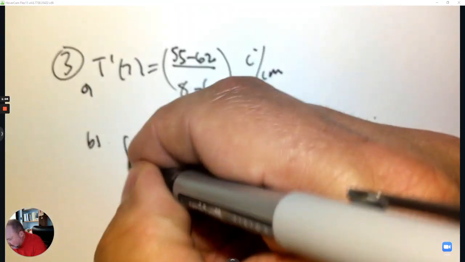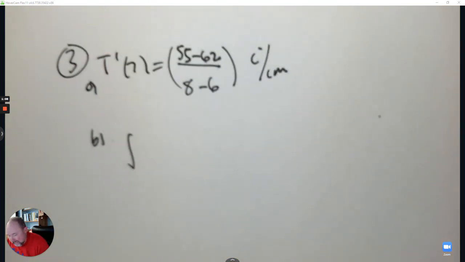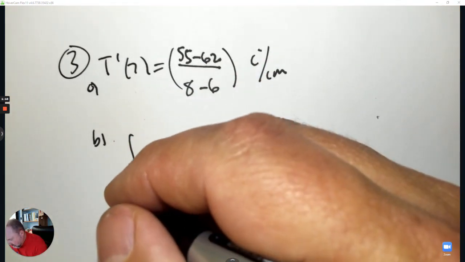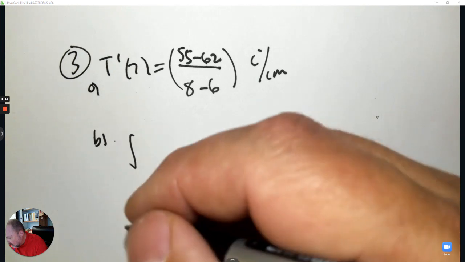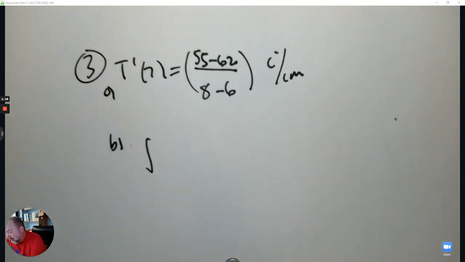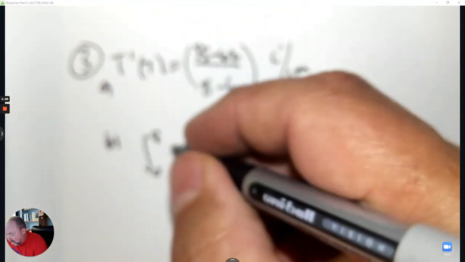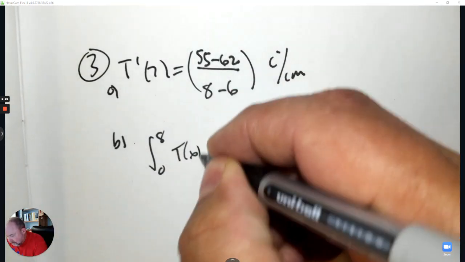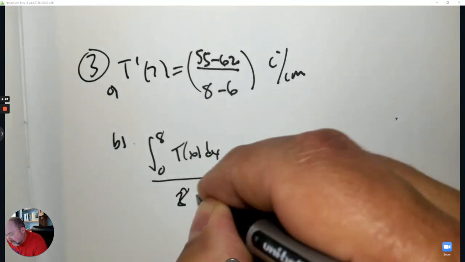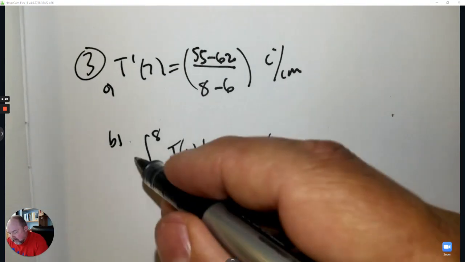Write an integral expression for the average temperature, that's like average value, using a trapezoidal sum with 4 subintervals indicated by the table above. So we're going to integrate this and then divide by the difference of the bounds, 8 take away 0. So we're going to have 1/8 in front, that's 1/8.